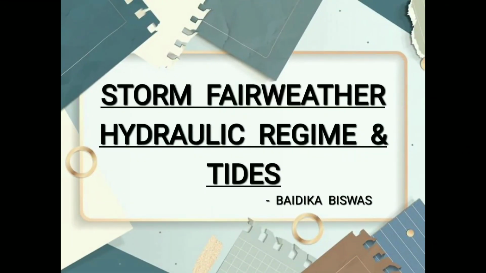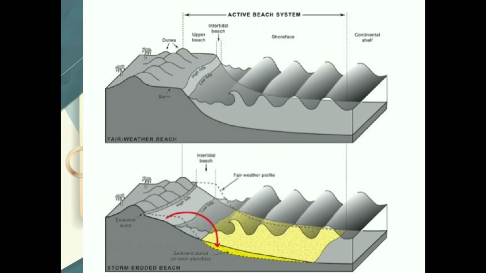I am Baidika Biswas, and in this presentation I am going to speak about a few morphodynamic variables: storm and fair weather hydraulic regime, and the beach cycle. Along most shorelines, meteorological factors dominate the hydraulic regime, which controls the coastal morphodynamics.